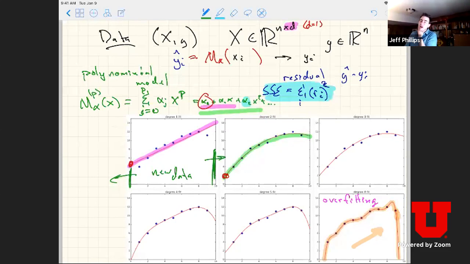So there's another comment about the third one having a good balance between the bias and the variance. So this is an interesting point. There's potentially some bias here in the choice of the polynomial model.